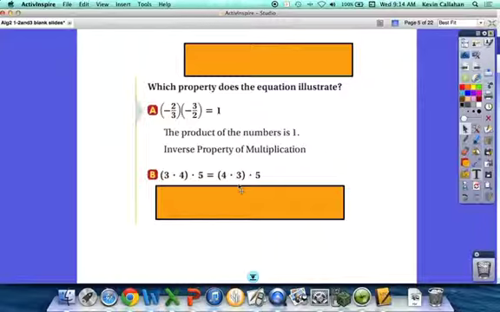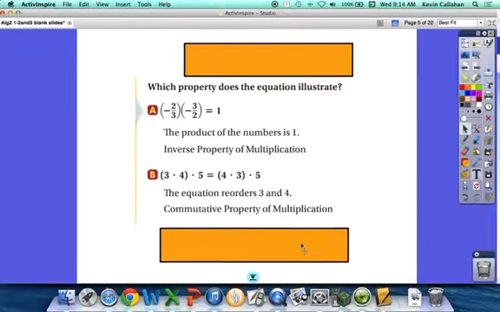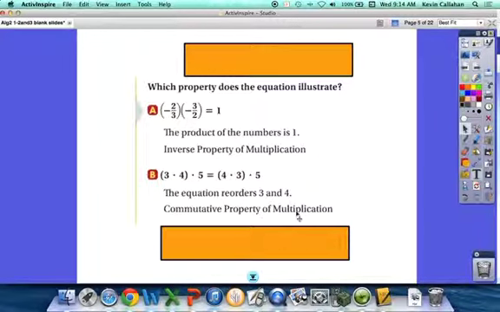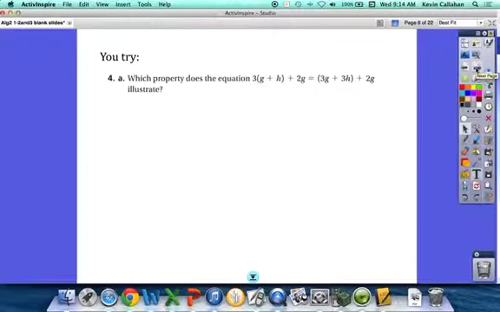You said it close to it. Commutative, right? It's got a T in there. Commutative. Commutative property of multiplication. Right? What property is going on that takes you from here to here?